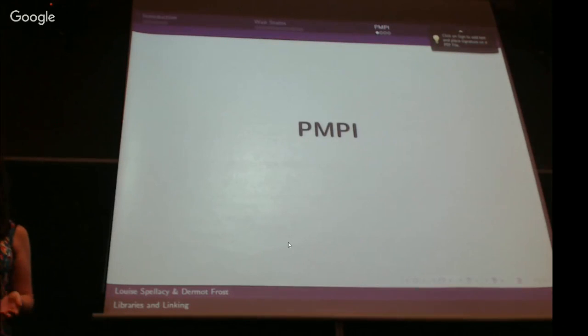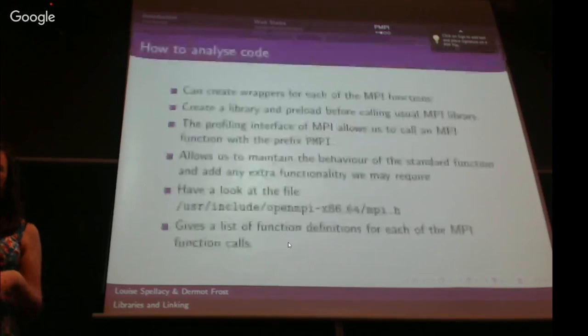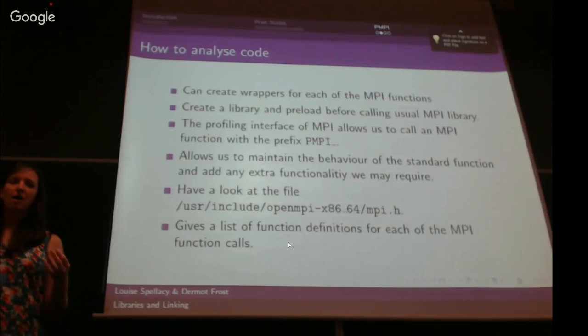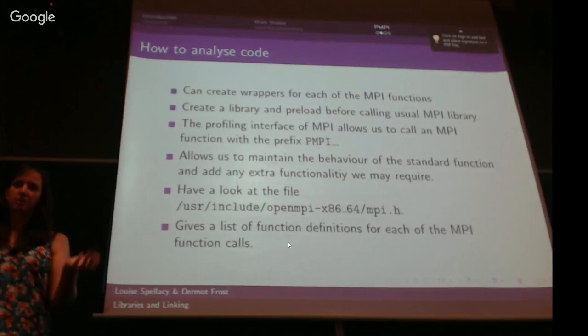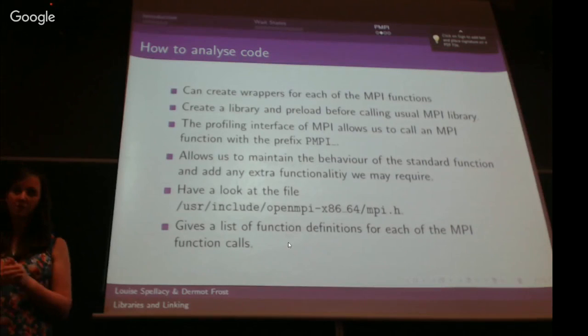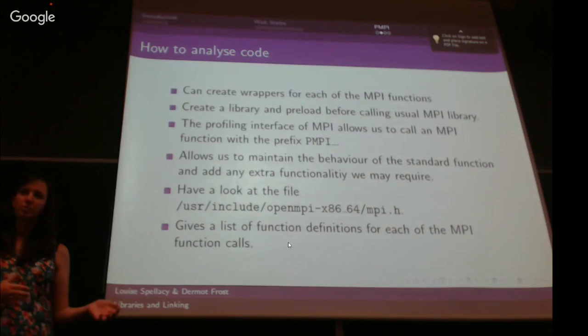Okay, so I've talked a lot about it, but not actually put it on the screen at all. So PMPI is the built-in profiling interface into MPI. What it is, you can create wrappers for MPI functions. So it allows you to call MPI functions within an instance of a new MPI function. So you can create a library and preload it and use that instead of the usual MPI. People use it mostly for debugging and profiling. You wouldn't be using PMPI in your runtime code.